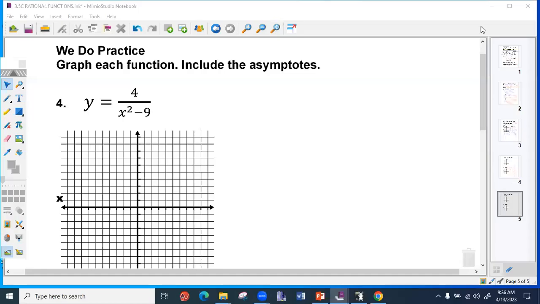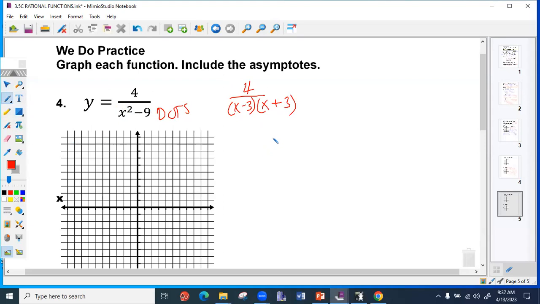All right, so you should have done your We Do practice, and now we're going to check and see how you processed the We Do really quick. Going through the steps, we want to make sure that it's fully factored. This is an example of difference of two squares, right? I have two perfect squares being subtracted. So anytime I see that, I should think difference of two squares. So we end up with 4 over x minus 3 times x plus 3.